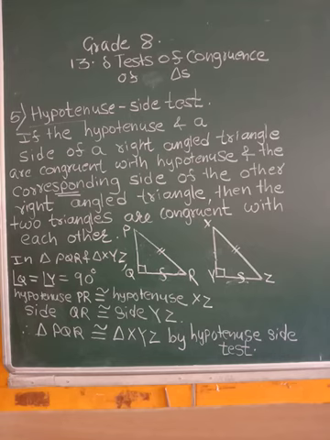Names. So which test was first? First was SAS test, that is side angle side, included angle was there. Okay. Then next was SSS test. Then we had ASA test, where included side was there. Okay, and then 4th we had AAS test, and 5th we had hypotenuse side test.